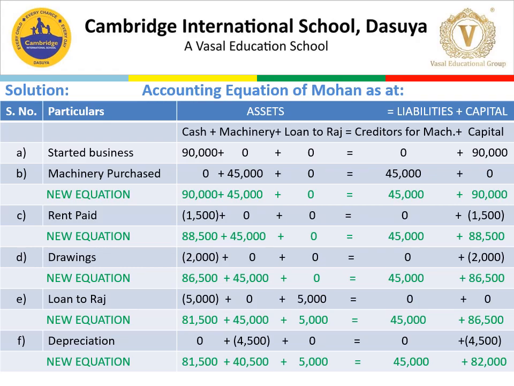So the final effect of machinery purchased on credit is an increase in machinery 45,000 and an increase in creditors for machinery 45,000. The new equation would be cash 90,000, machinery 45,000, and on the liability side creditors 45,000 and capital 90,000, both sides equal with rupees 1,35,000.